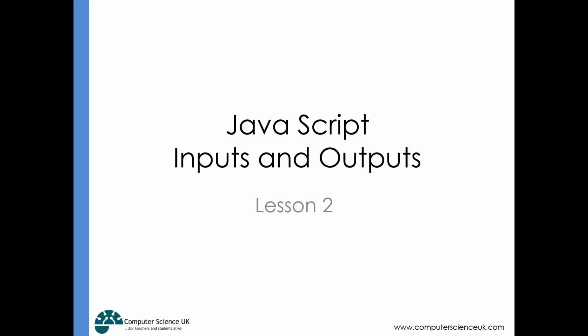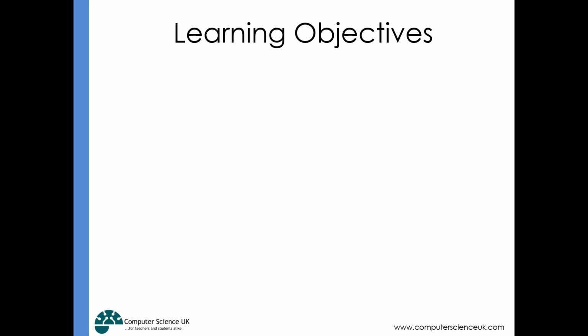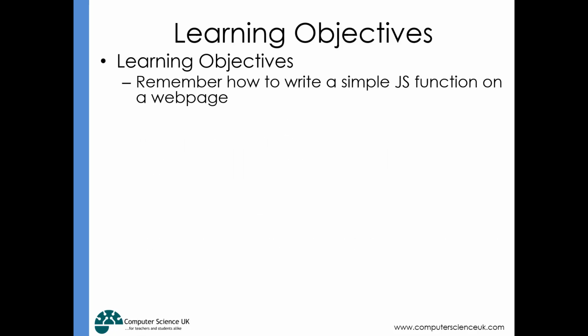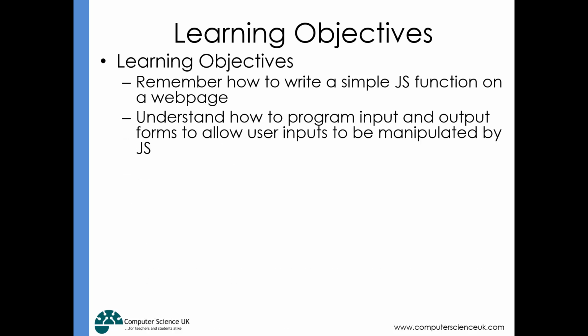This is the second lesson in the JavaScript unit, and in particular we'll be looking at programming inputs and outputs. So what we're going to do is remember how to write a simple JavaScript function on a web page, and then we're going to understand how to program input and output forms to allow user inputs to be manipulated by the JavaScript. So now let's analyze some code that will create a simple web page with a bit of JavaScript on it in our IDE.